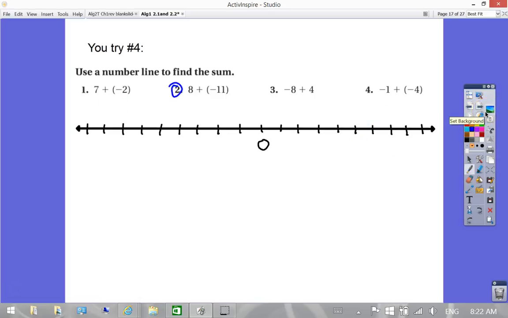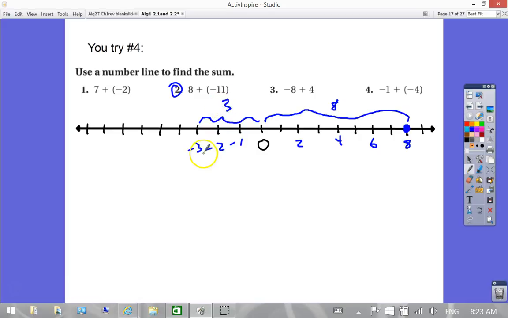Eight plus -11. So let's see, 2, 4, 6, 8. Now, because one's positive and one's negative, the -11, right? It's going to take me 8 to get back to 0. And then how many are left over? 3, right? So I'm going to get to -3. So here's 8, right? And then here's an extra 3, -1, -2, -3. So in total, that's our answer.